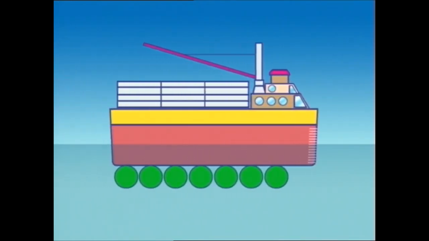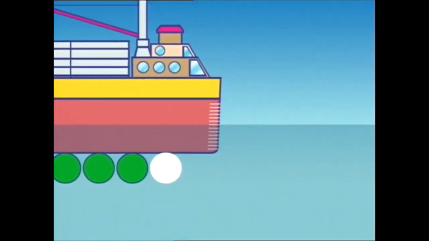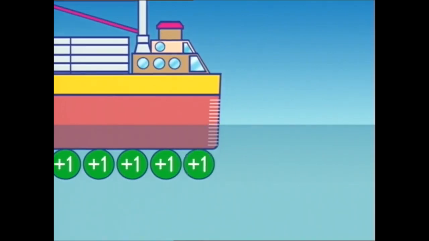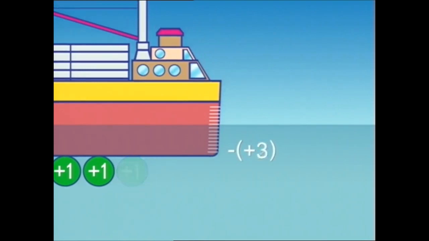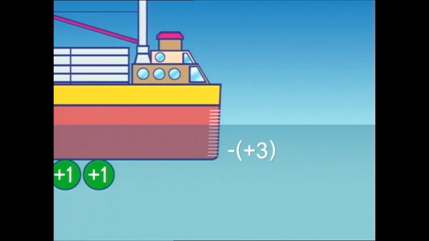Now let's take a look at another ship which is loaded with goods. It uses many buoys to keep it afloat. Each buoy raises the level of the ship by 1 mark. That means adding 1 buoy is adding positive 1 mark to the level. Now if we take away 3 buoys, it's the same as subtracting positive 3 marks. The level is lowered by 3 marks. Notice that to subtract positive 3 is actually to add negative 3.